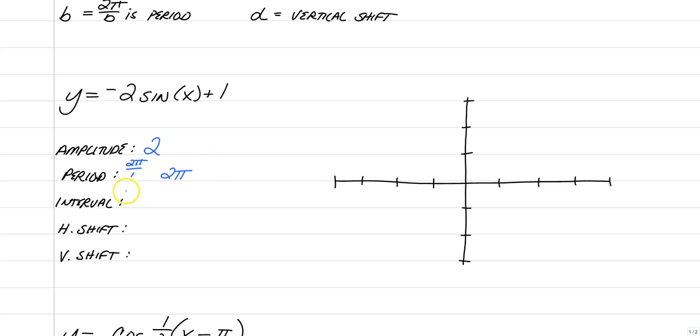Our interval is our period divided by 4. So in this case, 2 pi divided by 4 is pi over 2. Now this is not a shock to you because this is what a standard parent graph of sine or cosine looks like. There's no horizontal shift, and there's a vertical shift of 1 up.